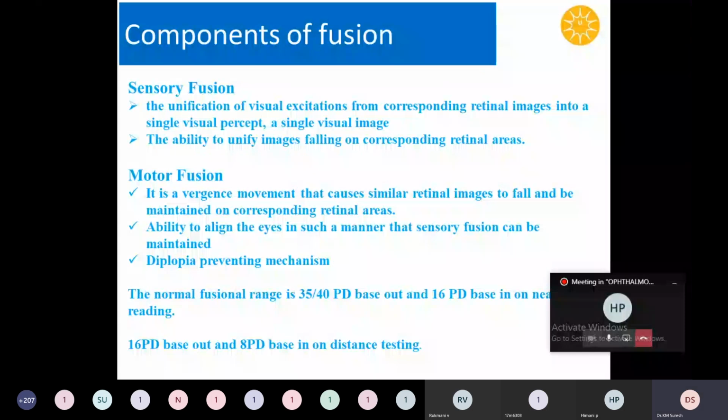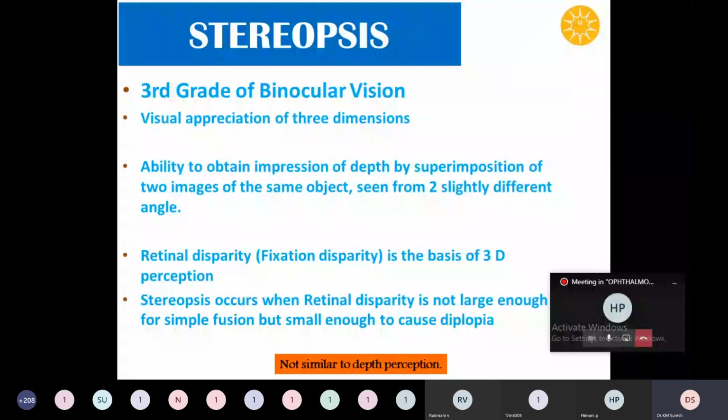So coming to the stereopsis, the third grade of binocular vision, visual appreciation of three dimensions is referred to as stereopsis. It is the ability to obtain an impression of depth by superimposition of two images of the same object seen from two slightly different angles. The retinal disparity, fixation disparity, is the basis of 3D perception. Stereopsis occurs when retinal disparity is not large enough for simple fusion but small enough to cause diplopia.